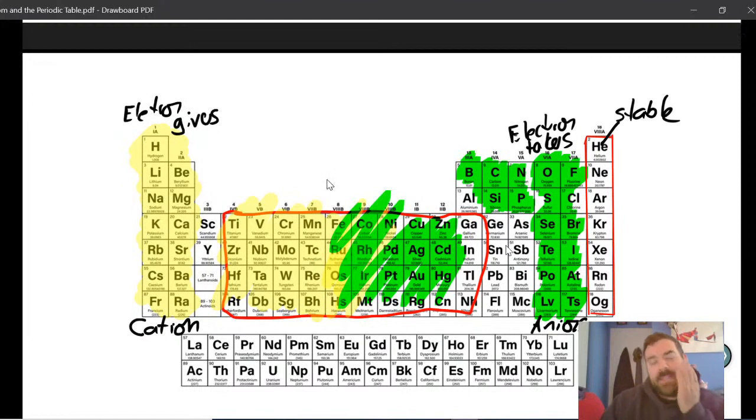But that'll wrap up today's lesson, and we'll discuss more about what we call ionization energies and electron affinities, so the tendency for atoms to either gain or lose electrons.